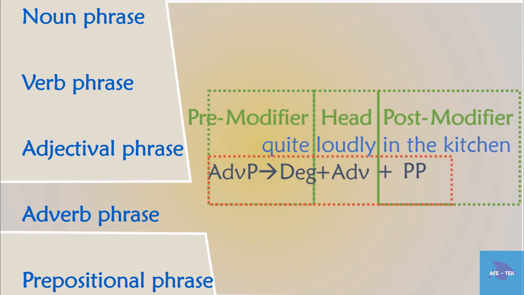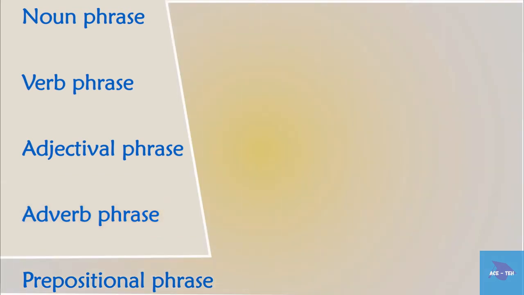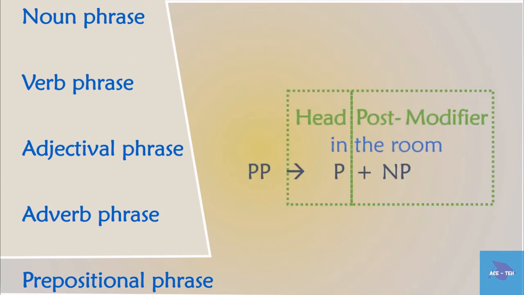Now, what are prepositional phrases? Prepositional phrases have a preposition at its head and an NP. That is a noun phrase. See the example. Here, in is the preposition, and this prepositional phrase also consists of a noun phrase, the room.